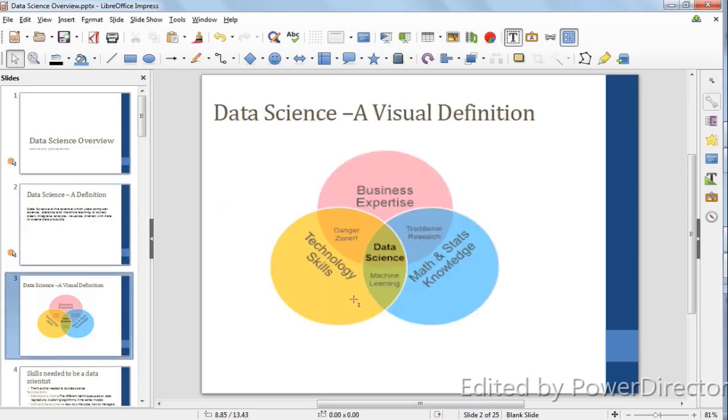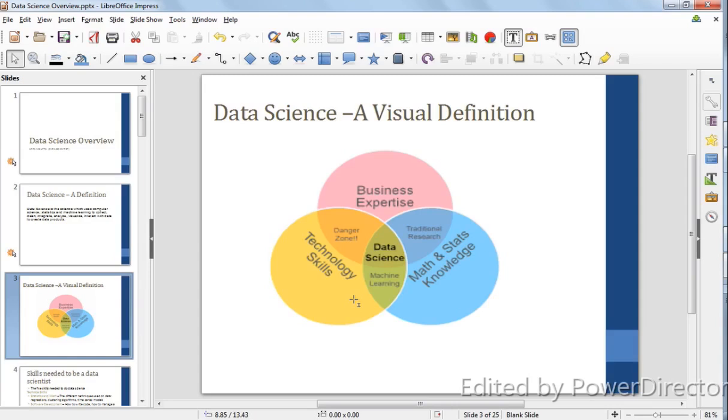And let's see some visual definition, which is saying it's the intersection. You need some technology skills like programming. You also need some basic maths and statistics knowledge, and you also need some business domain knowledge. Like if you are a data scientist in banking, then you should have some knowledge of the bank domain. If you are a data scientist in finance, then you should have knowledge in the finance domain. So depending on the business domain, you should have the knowledge of that domain.